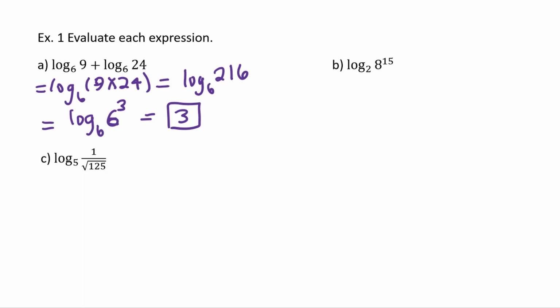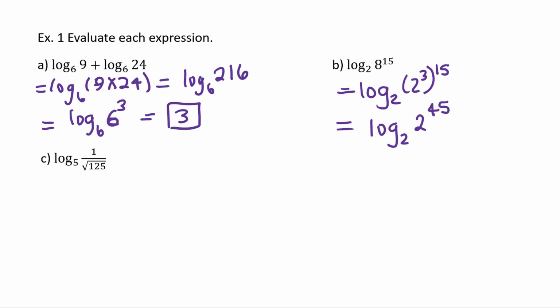Let's do B. Log base 2 of 8 to the 15. We will write this as log base 2 of, 8 can be written as a base of 2 raised to the power of 3, and we still have the power of 15. Using properties of exponents, we can express 2 cubed to the 15 as 2 to the 45, and then using the identity property of logs, we get that this is equal to 45.